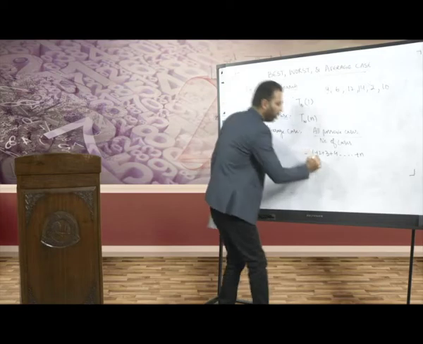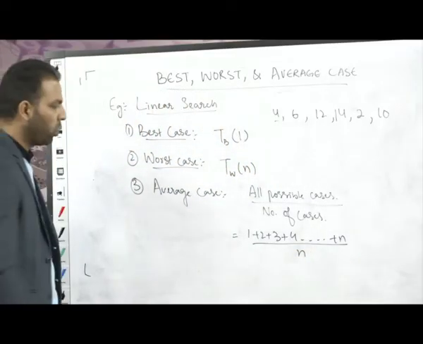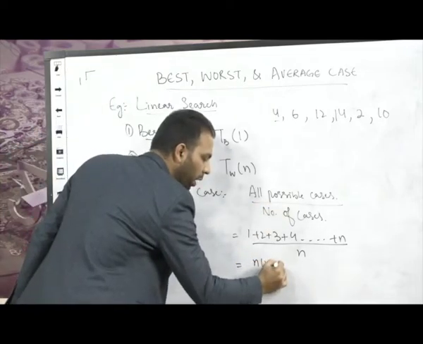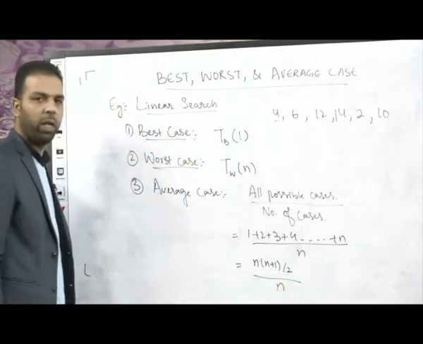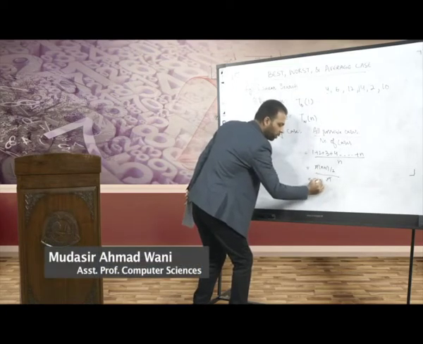And total number of cases is how much? It is n. Okay. So if we add these n natural numbers, it will be n into n plus 1 divided by 2, and the whole divided by this n. So this n and n get cancelled. Your average case is n plus 1 divided by 2.